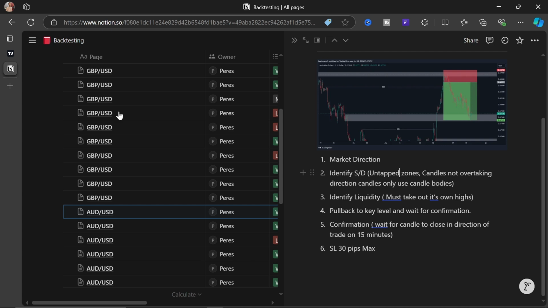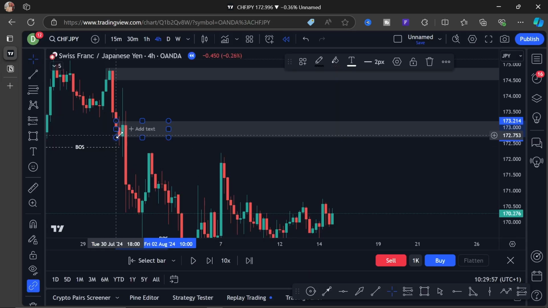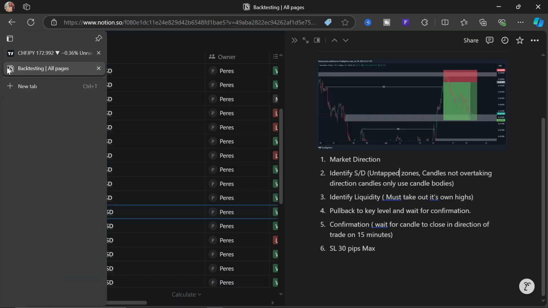And only use candle body. Now, only use candle body, simply what I've done here. I simply identify the candle body and left every other thing out of it.